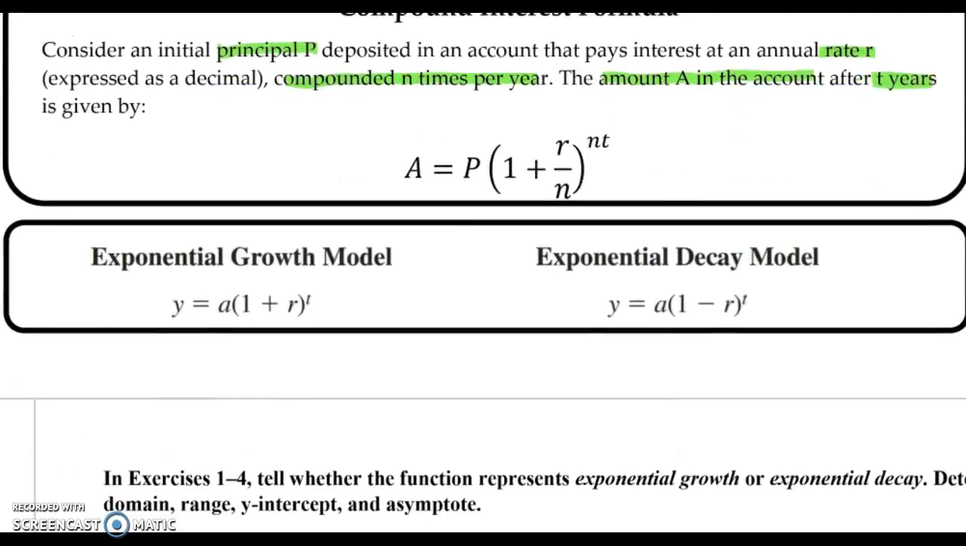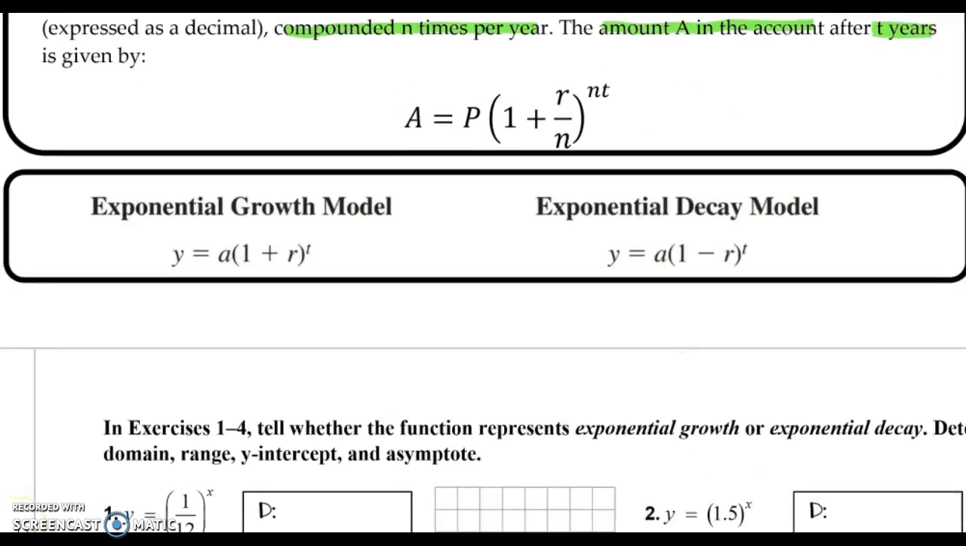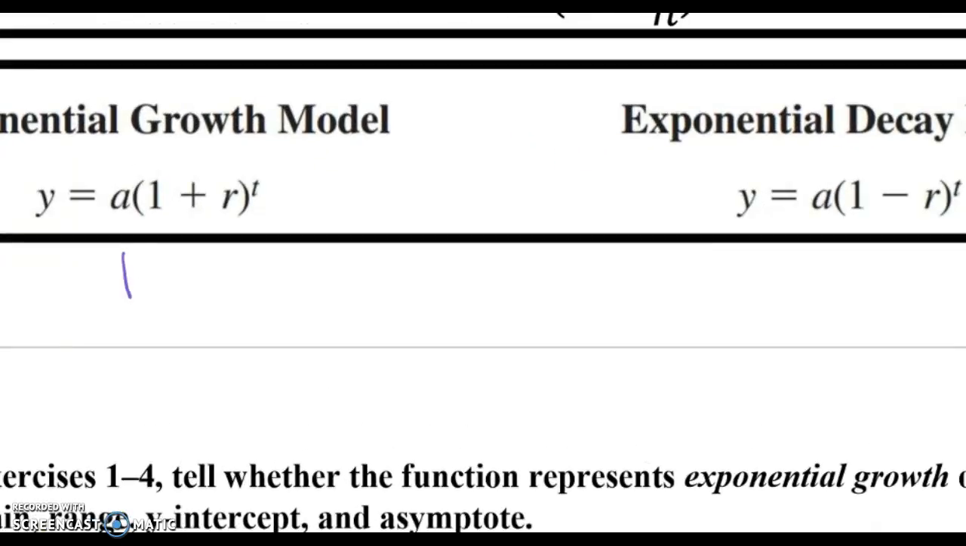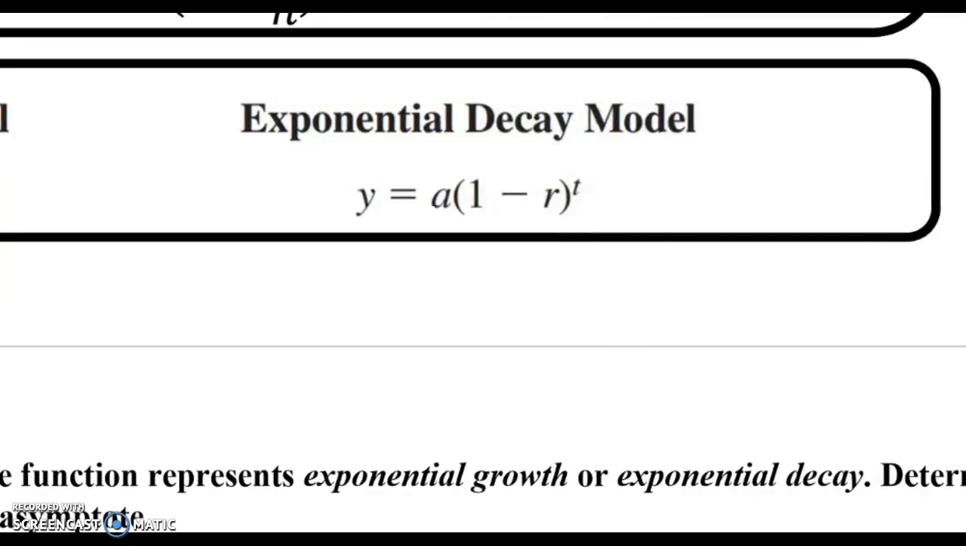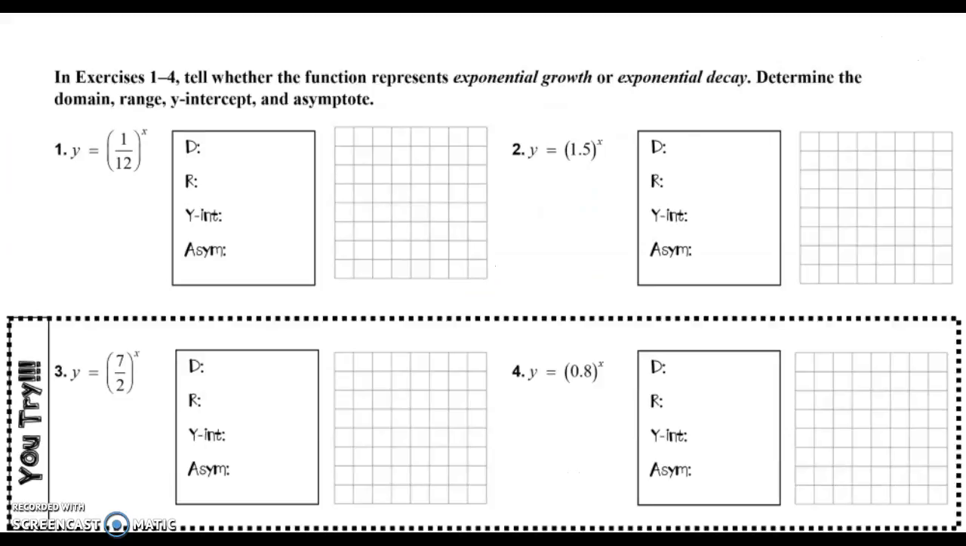Next we have our exponential growth and decay model. They're basically the same functions as the ones we saw up there. Just here, B represents 1 plus R, and on this one, B represents 1 minus R. But they're the same functions that we saw above, just written differently. Okay, let's move on to the examples.